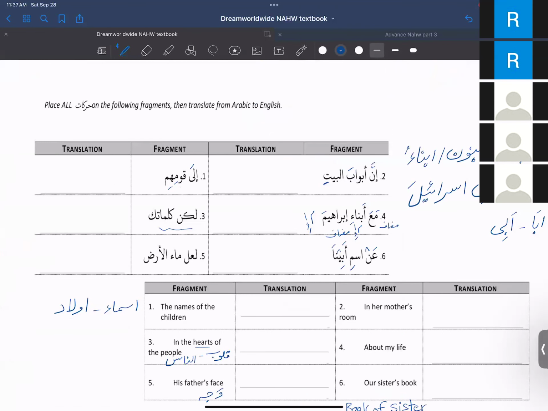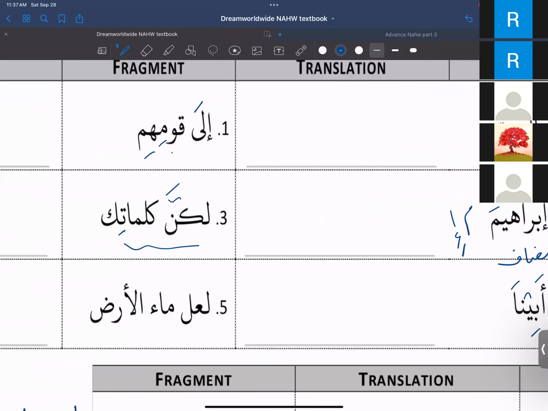Okay, we still have number three over here. Lakinna kalimatika. Why kalimati? Because lakinna is a harf nasab, kalimati is nasab. Kalimatika is mudaf, mudaf ilayhi. Yeah, but why are you saying ti? Kalimata. Because it is muannas, no, muannas jama would be kalimatun, kalimatin. No, it is ismu, ismuha. Lakinna ismu nasab. Yeah, exactly. You are right. Sorry.